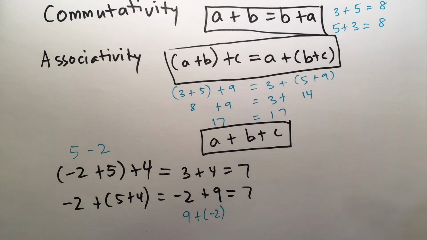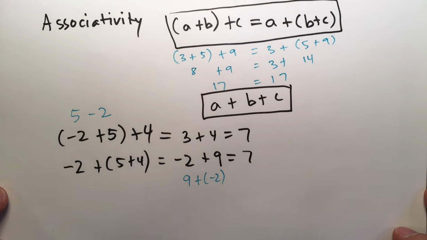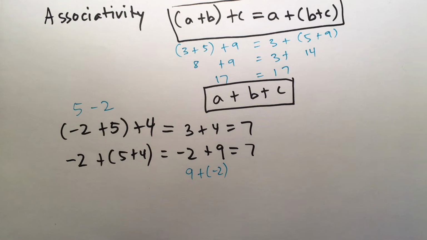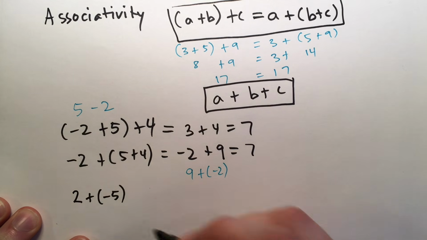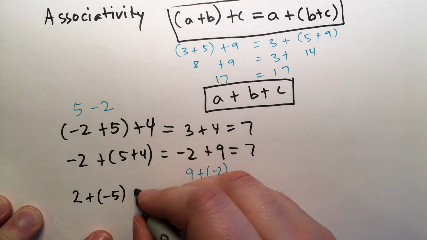Let's do a little bit more complicated one. Let's scroll up the paper all the way to the bottom there. We're going to start with 2. We are going to add negative 5. And then we're going to add negative 3.